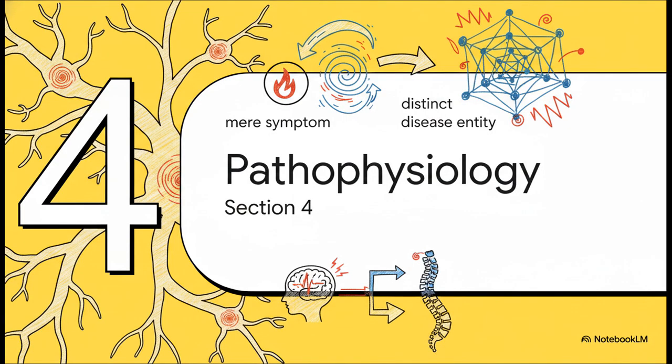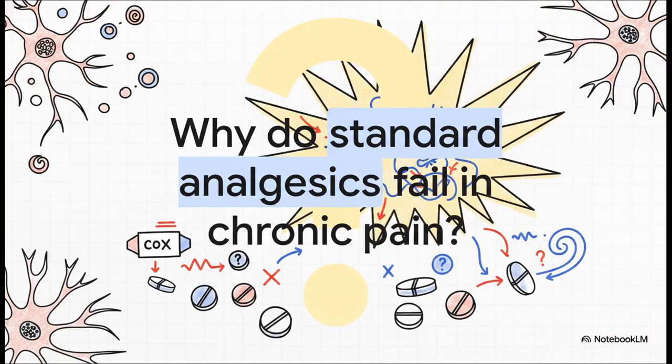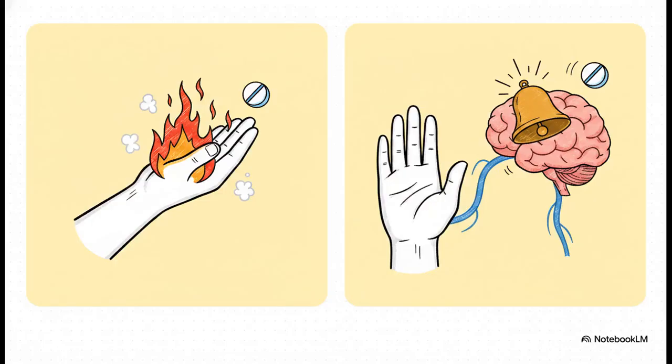All right, let's pull this all together in Section 4, Pathophysiology of Chronic Pain. Here is a classic exam question you need to be ready for. Why do standard, everyday analgesics like NSAIDs so frequently fail to treat chronic pain states? Think back to your basic pharmacology here. It comes down to the mechanism.